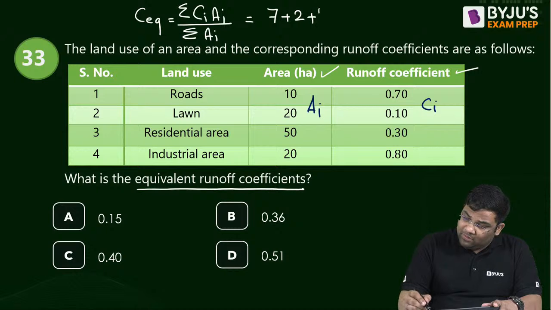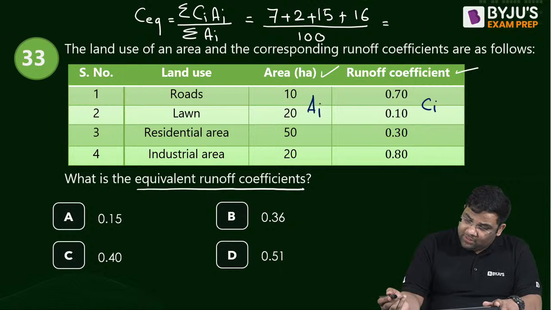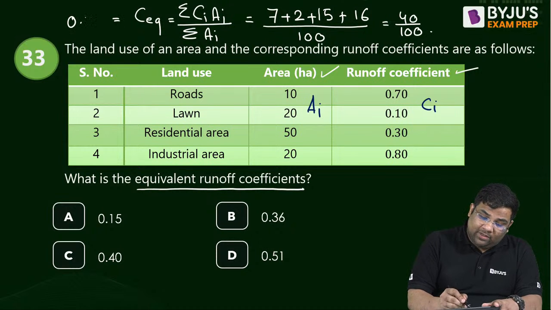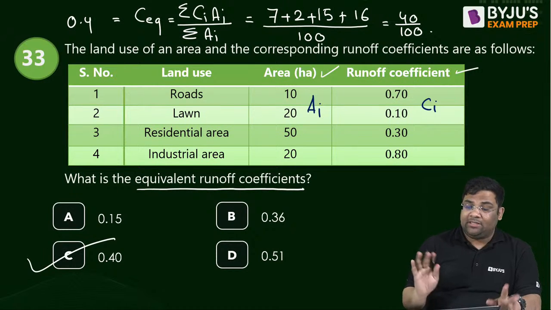7 plus 2 plus 15 plus it is 16, divided by total area is how much? 100. So it is how much? I am getting 40 by 100, that is equal to 0.4. Understood? Very straightforward question.